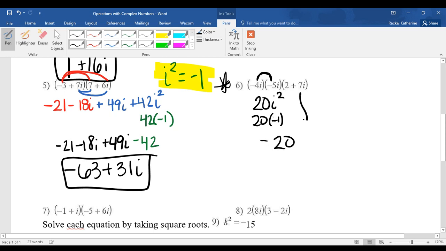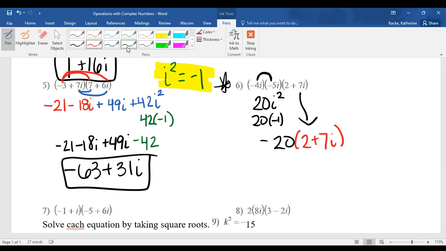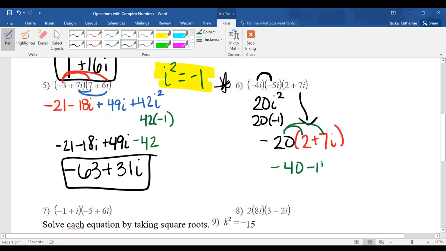I'm going to carry down this parentheses now and put it right after the -20: 2 plus 7i. And now I'm just going to distribute. -20 times 2 gives me -40, and -20 times 7i gives me -140i. That would be your final answer.